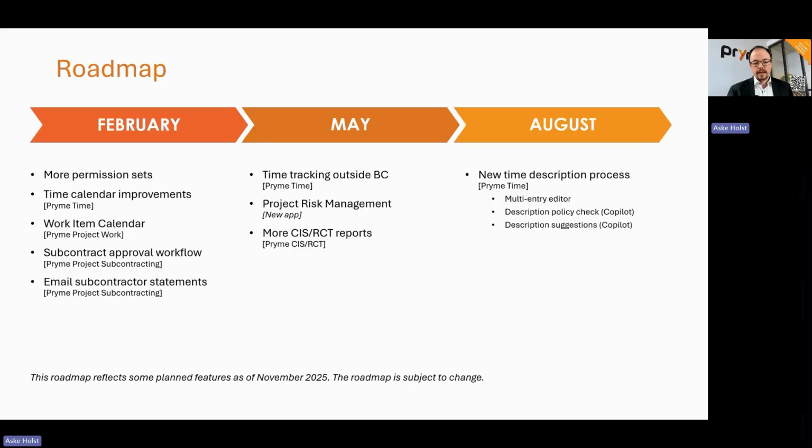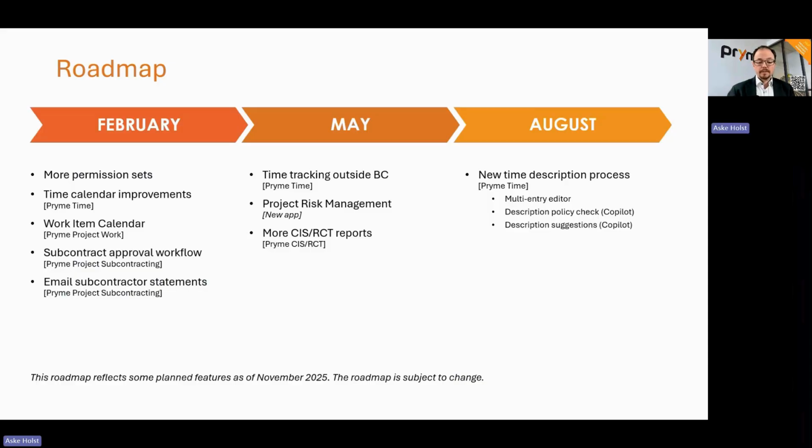For February, we're generally adding more permission sets. That's mainly for read-only scenarios where we have admins who should be able to look at data but not actually change it. In Pryme Time, we're doing some additional calendar improvements. On the topic of calendars, we are also adding a work item calendar to Pryme Project Work. So a little bit like what we saw in the Kanban with a grouping by date, but here it will be a true calendar where you can drag and drop and change the due dates and start dates, etc.